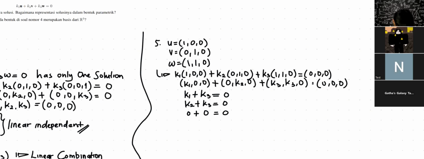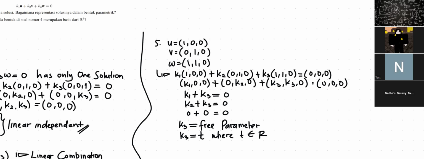Okay, since the system has fewer equations than variables, three variables K1, K2, and K3, there must be a free variable, which leads to a non-trivial solution. Let K3 be the free parameter. We assume K3 is t, where t is a real number. We substitute K3 into the first equation: K1 plus t equals 0, and we know K1 equals minus t.